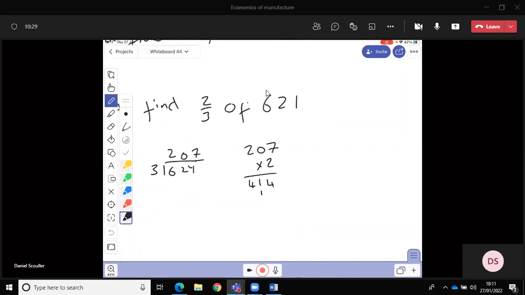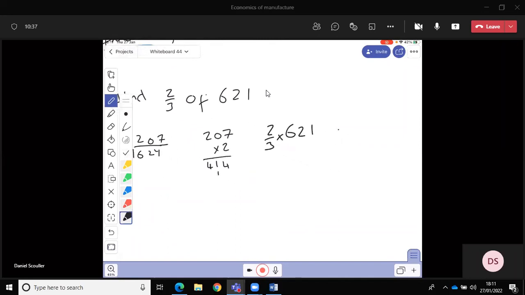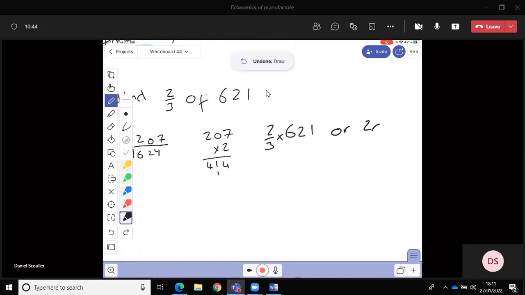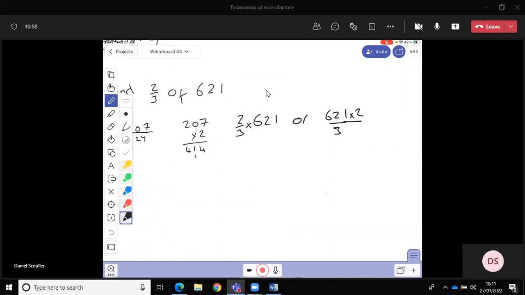So essentially, we can write that as 621 divided by 3 multiplied by 2. It's the exact same thing. So there's lots of different ways of writing it. Another way we can write that is as a fraction.